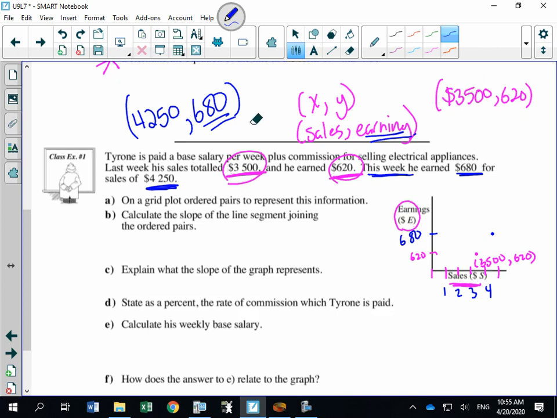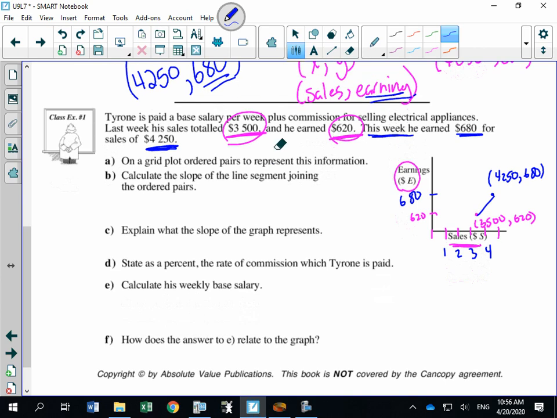And then what we need to figure out is what is the slope of this line. And I'll put in my second coordinate, which was $4,250 and 680. Okay, from here, let's label our 2 points. So x1, y1, x2, y2.